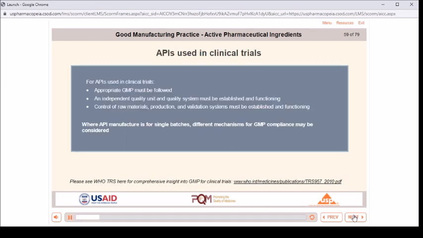APIs used in clinical trials. For APIs used in clinical trials, appropriate GMP must be followed. An independent quality unit and quality system must be established and functioning. Control of raw materials, production, and validation systems must be established and functioning. Where API manufacture is for single batches, different mechanisms for GMP compliance may be considered.